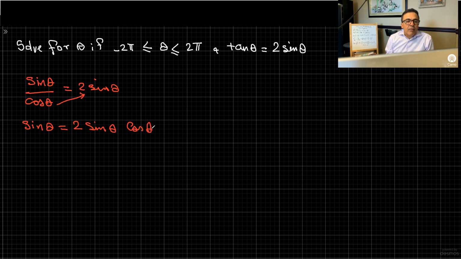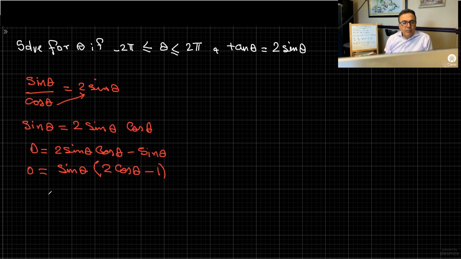cos theta. Definitely I'm going to equate this to 0, so 0 equals 2 sine theta cos theta, and when I move sine theta to the other side, it becomes minus sine theta. Now this has the greatest common factor all over it. So the greatest common factor is sine theta. And then you end up with 2 cos theta minus 1 in the brackets.